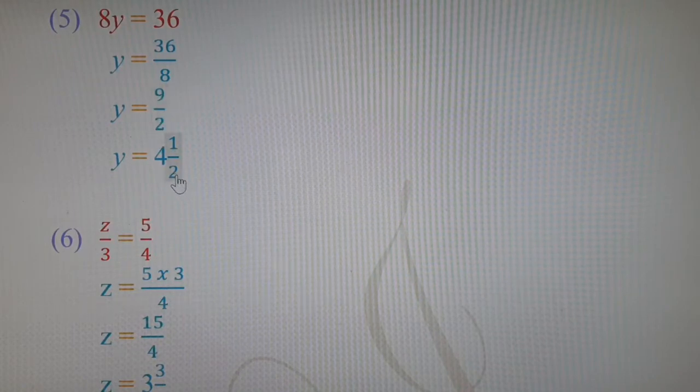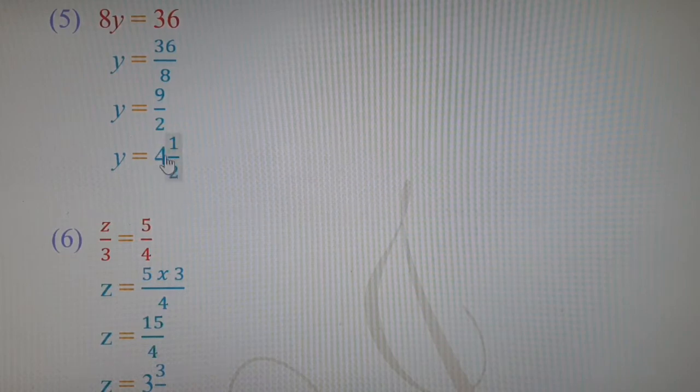In 2's table we have to say 2 1s are 2, 2 2s are 4, 2 3s are 6, 2 4s are 8, 2 5s are 10. 2 5s are 10 is more, so we'll take 2 4s are 8. 2 multiplied by 4, the answer is 8. And after 8 we count 1, then we will get 9. So 1 will be carry.